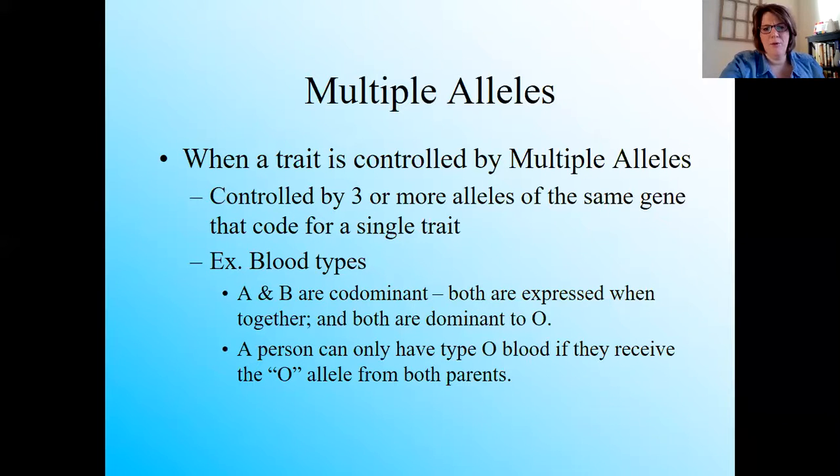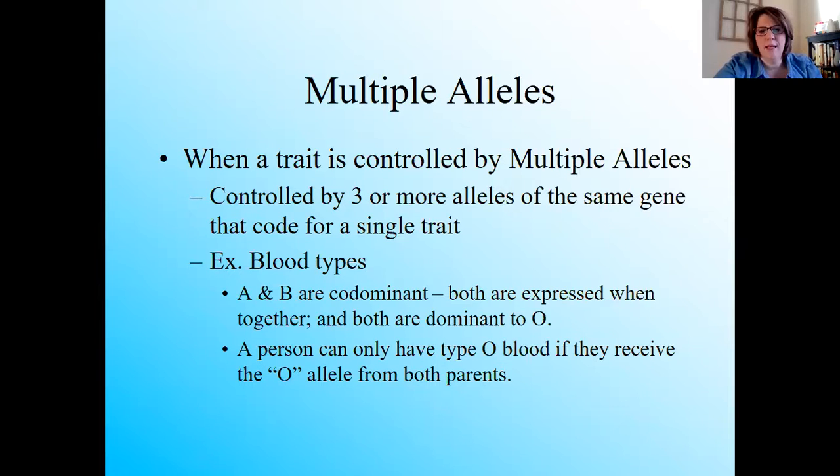I do want to talk about multiple alleles though. So at this point, we've only talked about where you have two alleles. You have dominant or recessive. You have incomplete dominance, where you have this blending effect, or codominance, where both of them show through. But oftentimes, actually more often than not, there are traits that are controlled by more than two alleles. So go ahead and write this down. When a trait is controlled by more than two alleles, that's considered a multiple allele trait.